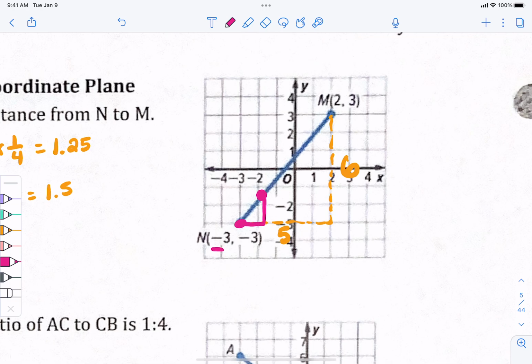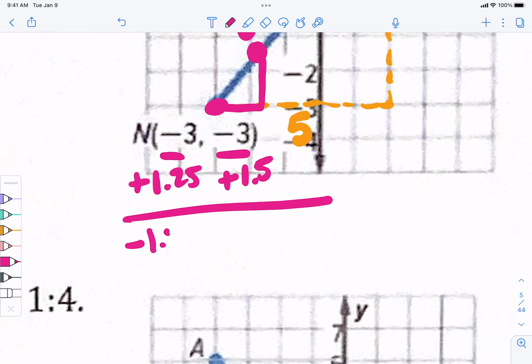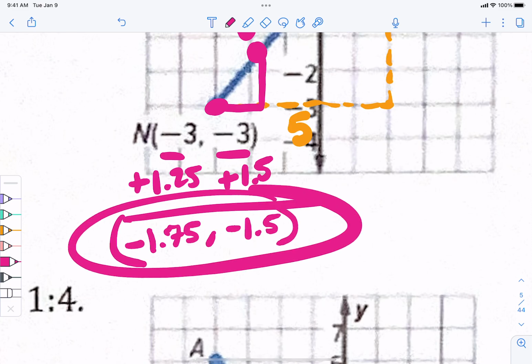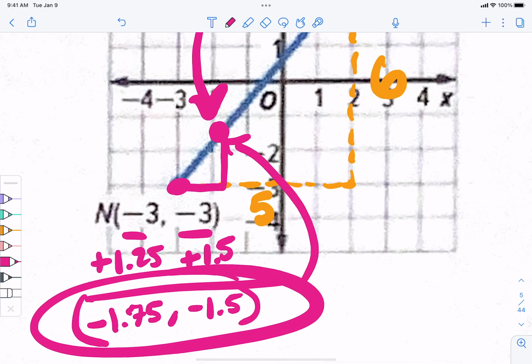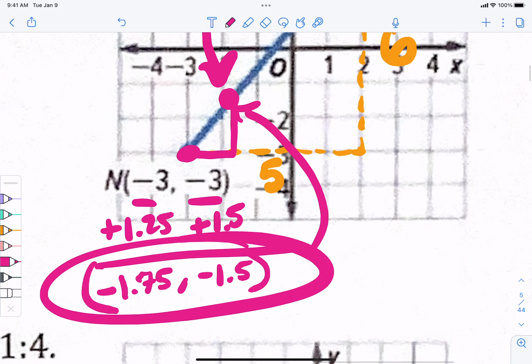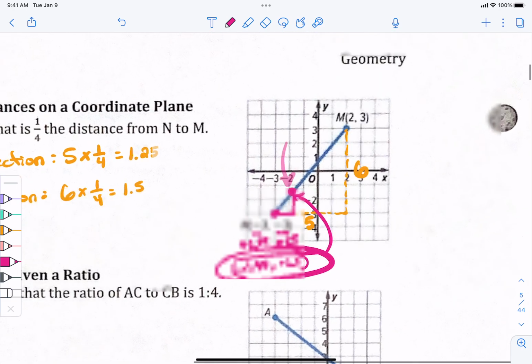Now, if I'm starting at -3, -3, and I want to go over 1.25, that's like adding 1.25 to the x. I'm adding 1.5 to the y. Where will my new coordinate be at? This chunk right here. Where will that little guy be? -1.75, comma, -1.5, right? That is the coordinates of this point. Does that look about right? Yeah, I think so. Okay, so we just look at how many you've gone over, how many you've gone up, and then do a fourth of that, and then just add those back to those specific coordinates, right? That's not too bad, right?